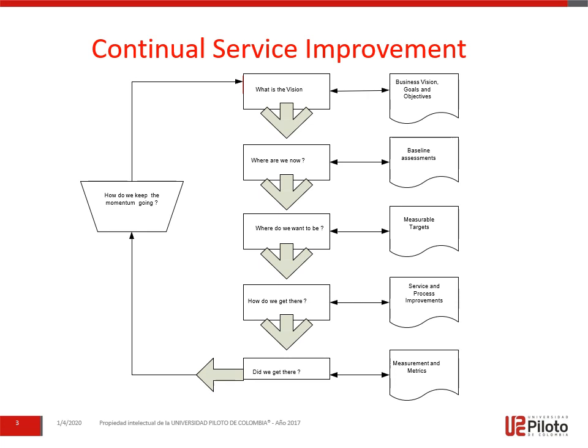Where do we want to be? And we define then measurable targets for our practice. How do we get there? And also thinking about which kind of services and processes we need to improve. And we also need to ask ourselves if we achieve the activities and the goals that we proposed. How did we get there? And then we analyze or define measurement and metrics to evaluate this level.